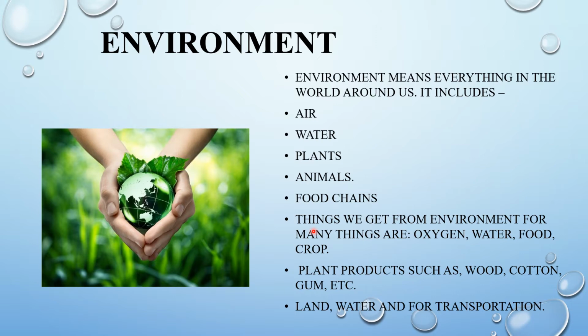Now let's see, children, the things we get from environment. We get many things from environment like oxygen, water, food, crops, then plant products such as wood, cotton, gum, etc., and even land, water and air for transportation. These are all the things we get from our environment.